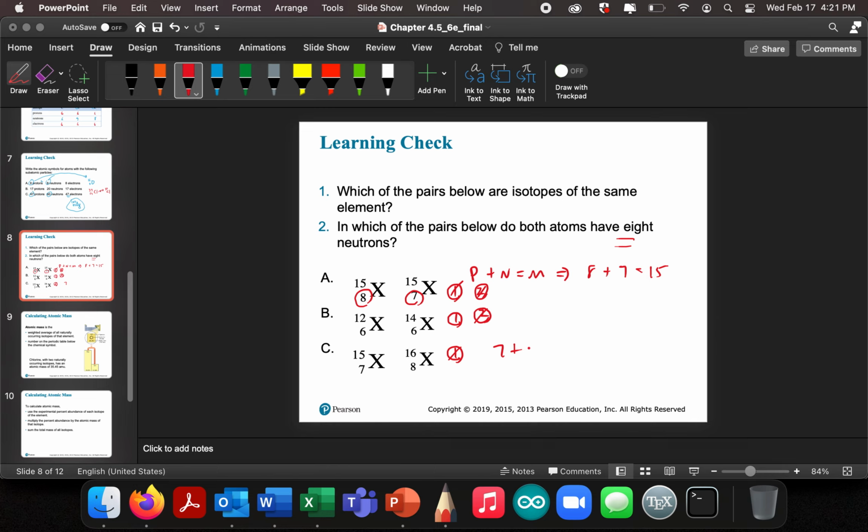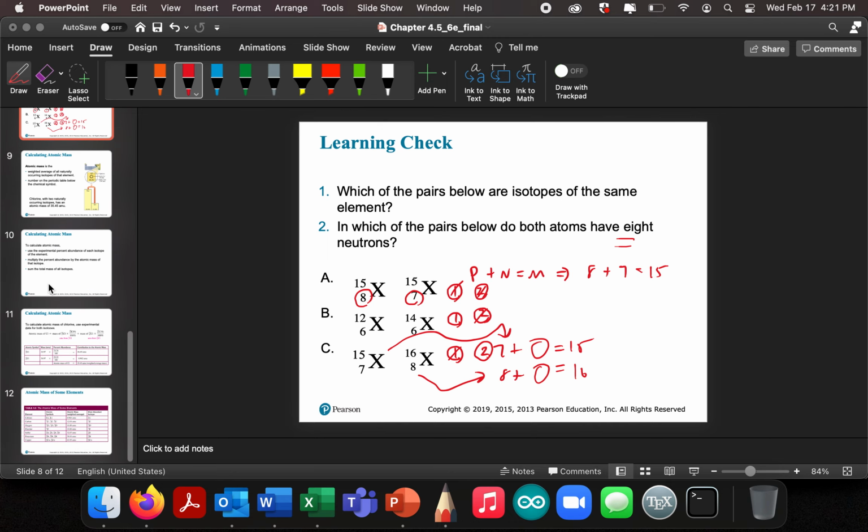So 7 plus blank is equal to 15, right? And 8 plus blank is equal to 16, right? You see what I did there? That's that one, and that's that one. And I can see they're both 8. So yes, these both have 8 neutrons.